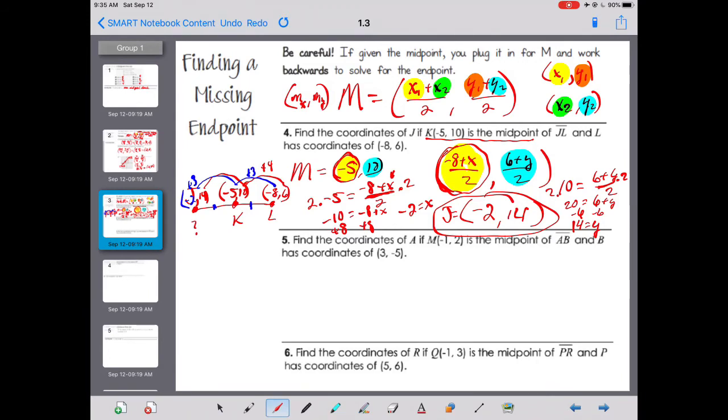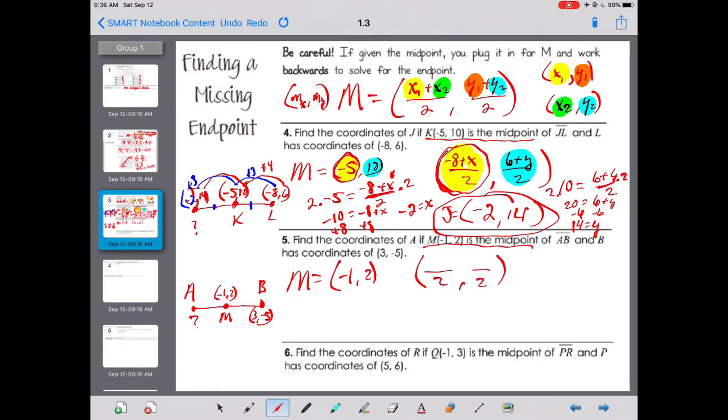That's all we have to do. Okay. So find the coordinates of A if M is the midpoint. So we know this is the midpoint. Midpoint is negative 1, 2, of AB. M is the midpoint. We know that's negative 1, 2. B is 3, negative 5. We could do the county way and just come back to figure out what A is. But let's check the math. Let's make the little formula here.